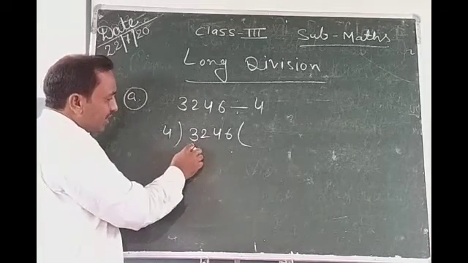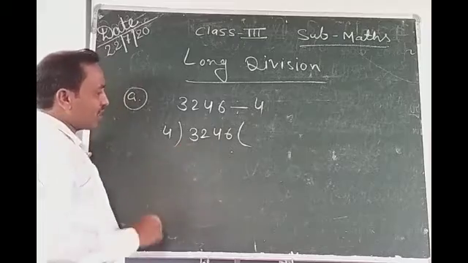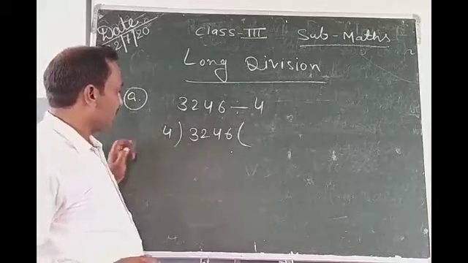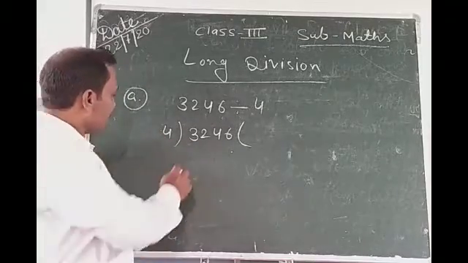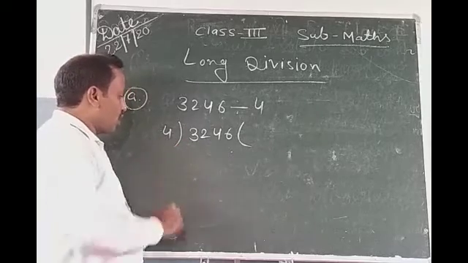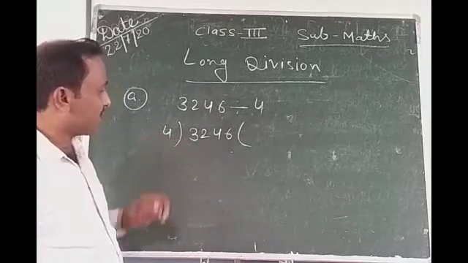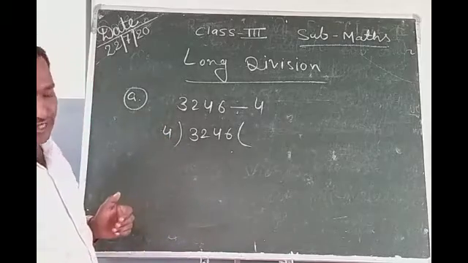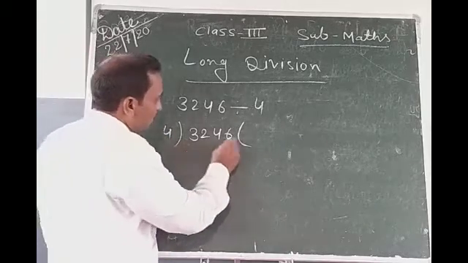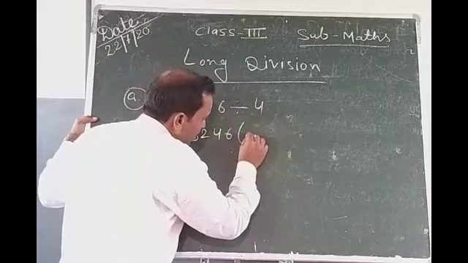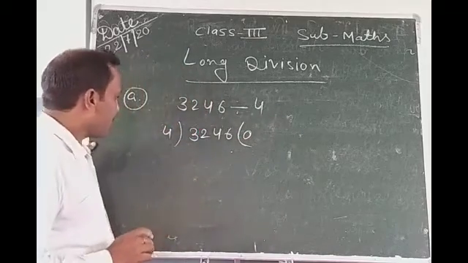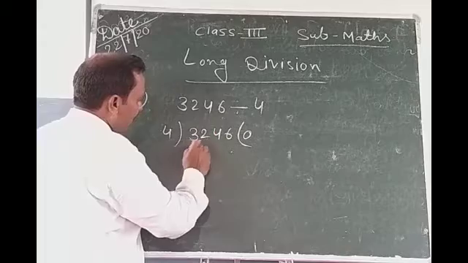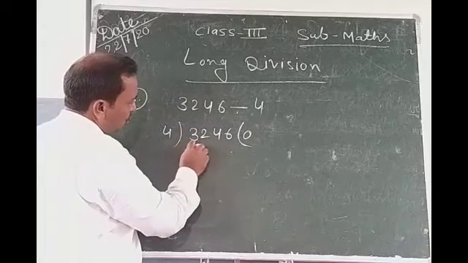So first you see 4. You divide by 4, then the first number is what? 3. So 4 and 3. What is the difference between both numbers? 3 is smaller than 4. So if you try to divide 3 by 4, it is not possible to divide. So what do you do first? You put 0 in the quotient place. Thereafter you bring down one more number, see here.